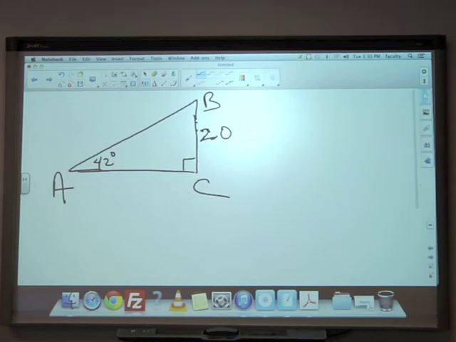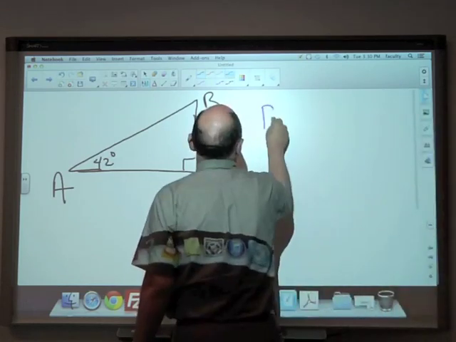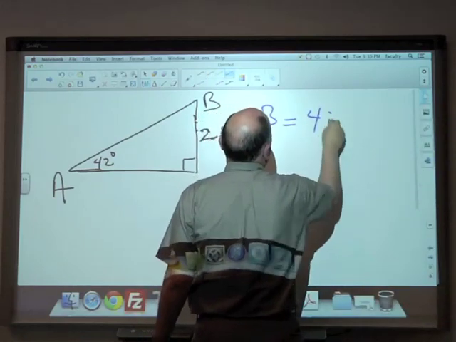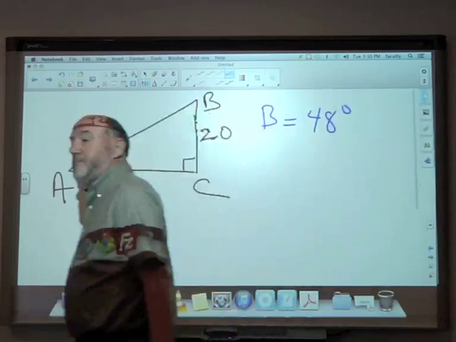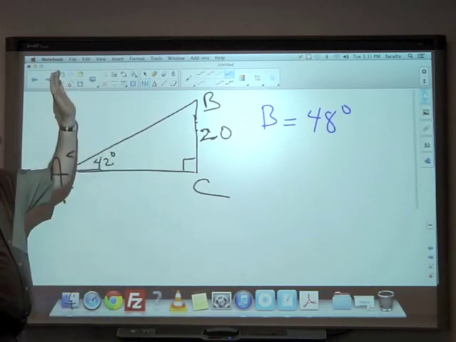Well, let's do the easiest thing first. What's the measurement of angle B? 48 degrees. Because again, the sum of the angles in a triangle must be 180, and in a right triangle, angle A and angle B must equal 90. So angle B is 48 degrees. So what do you want to find? Side C or side B?